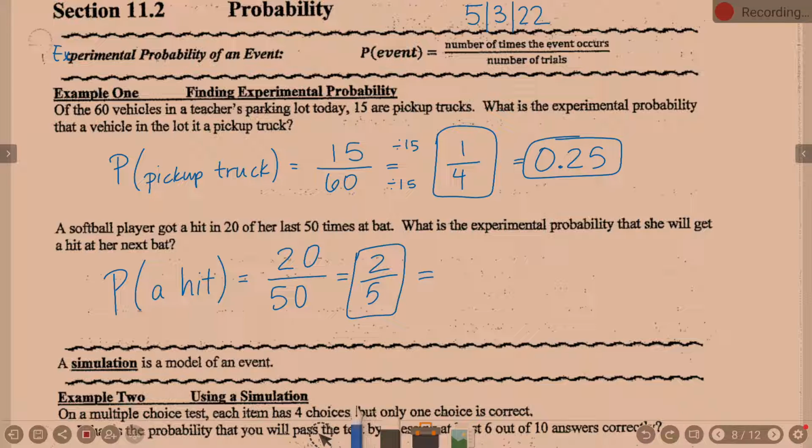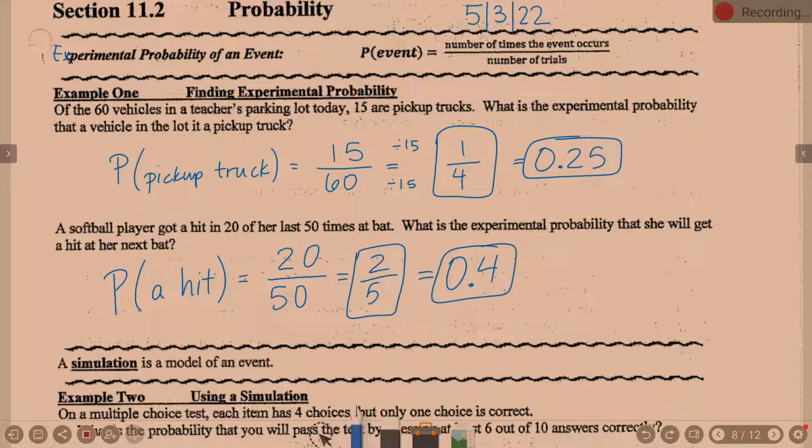Or 0.4. That's a pretty good batting average. 0.4? No. No. No. Not 0.4. But I feel like if you look at major leagues, it's a pretty good batting average. I mean, you're talking about professional. I thought it was like 0.4, 0.5. So. Yeah, it's like. Yeah.